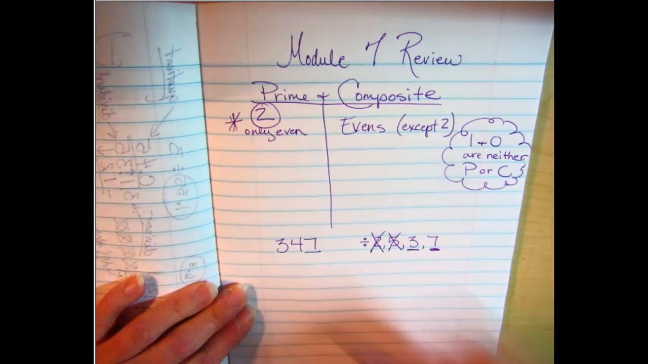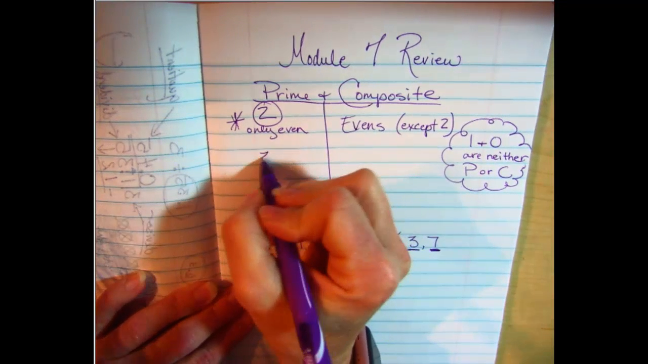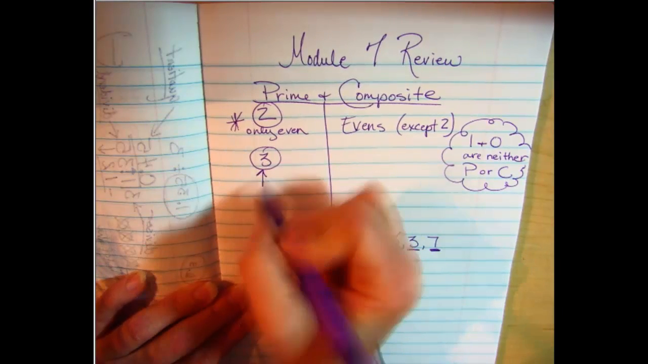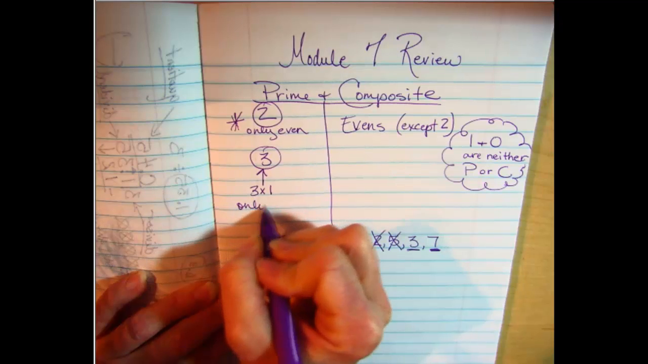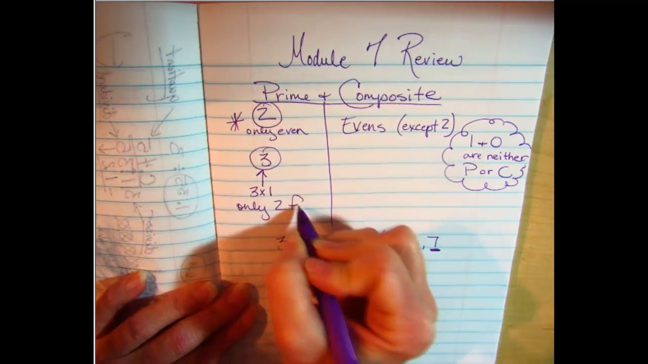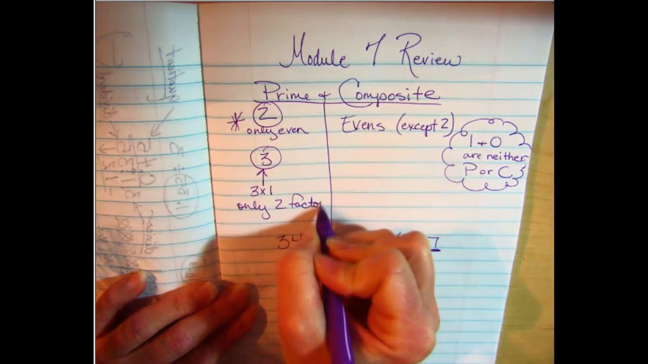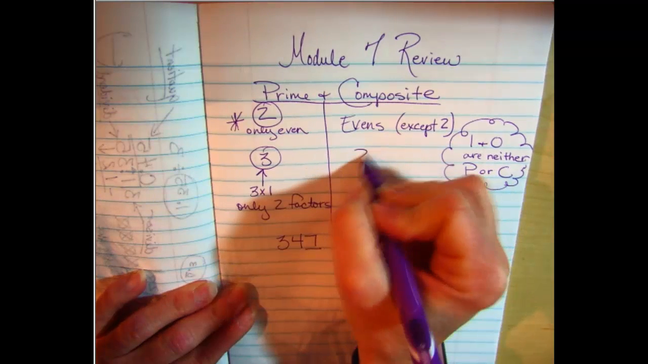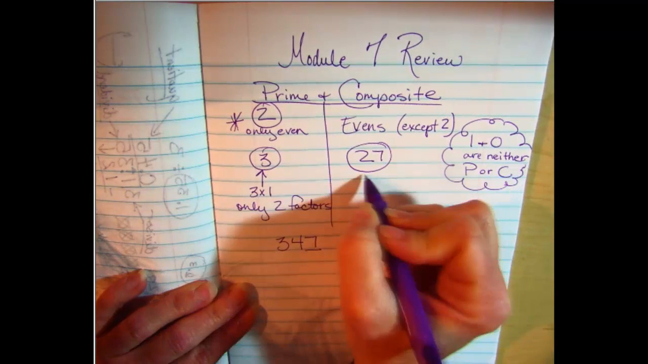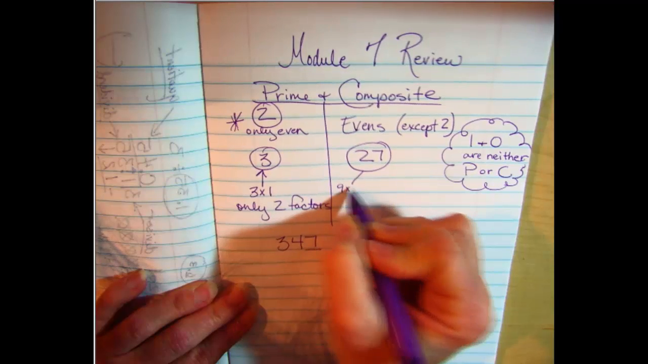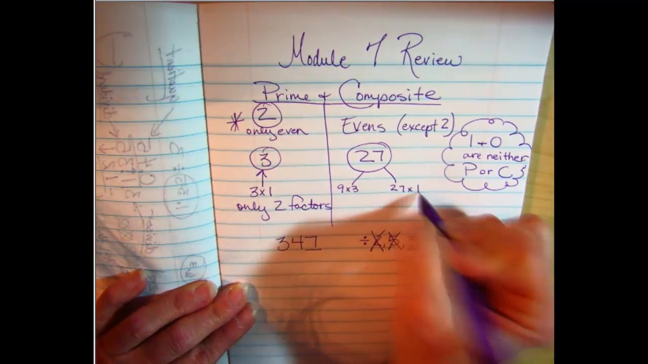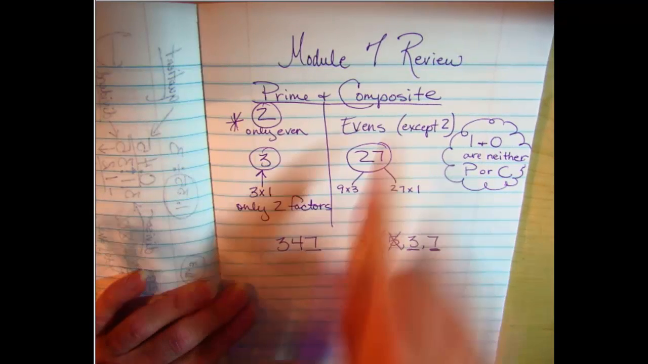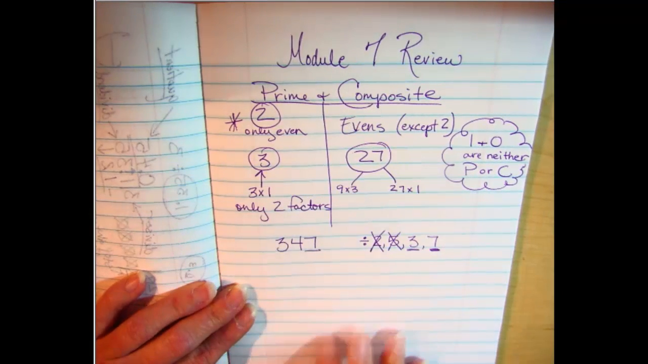So prime numbers have only one road to them and 2 factors only. Only 2 factors. Are we good on this? You guys gave some examples of composite. 27, I can do 9 times 3 or 27 times 1. It has more than 2 factors, therefore it's composite.